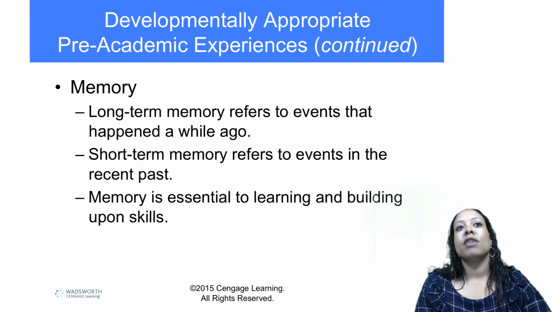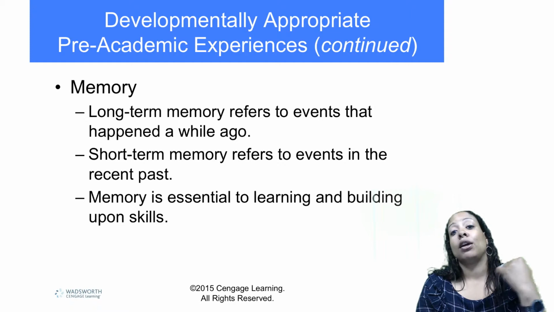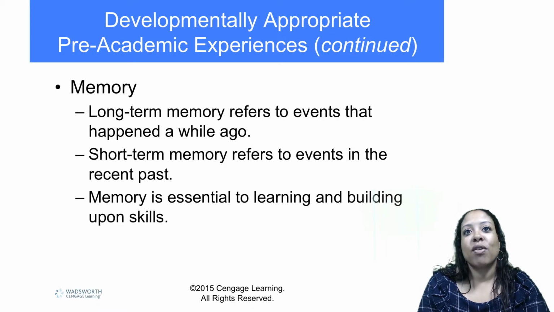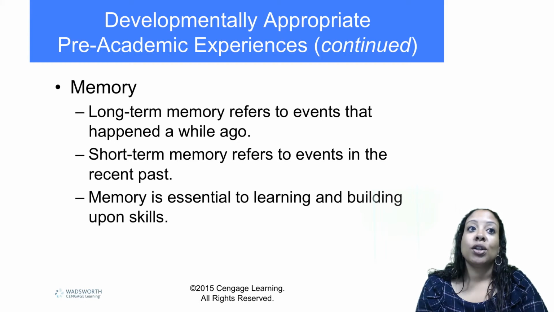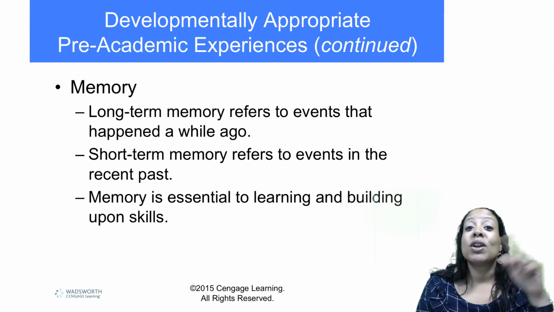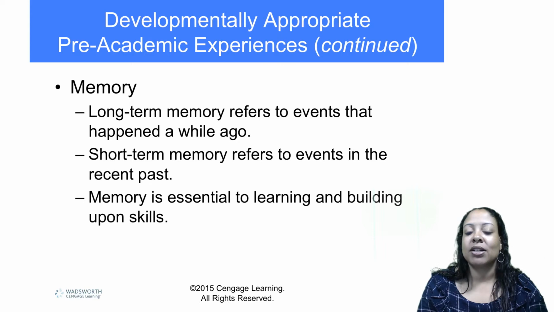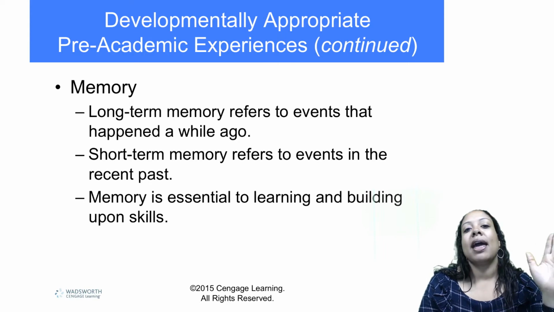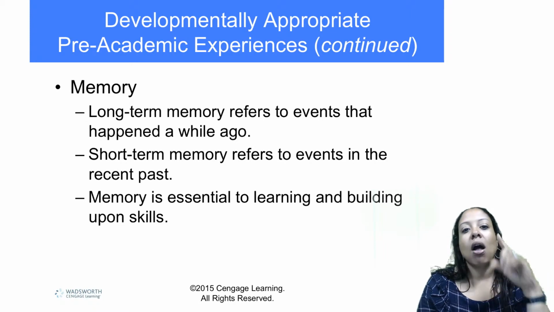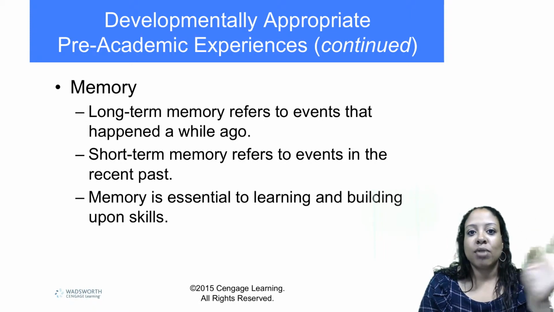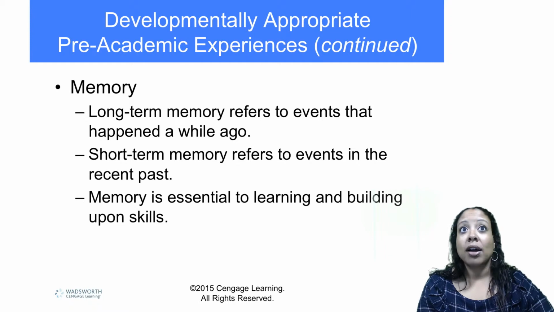Memory. Long-term memory refers to events that happened a while ago. Short-term memory refers to events in the recent past. Memory is an essential skill to learning and building upon skills. And this is one of the reasons why at the beginning of each chapter I talk about information processing and how to help retain information by reading the objectives first. All of that has to do with information processing, which is tied to memory. It's all connected.